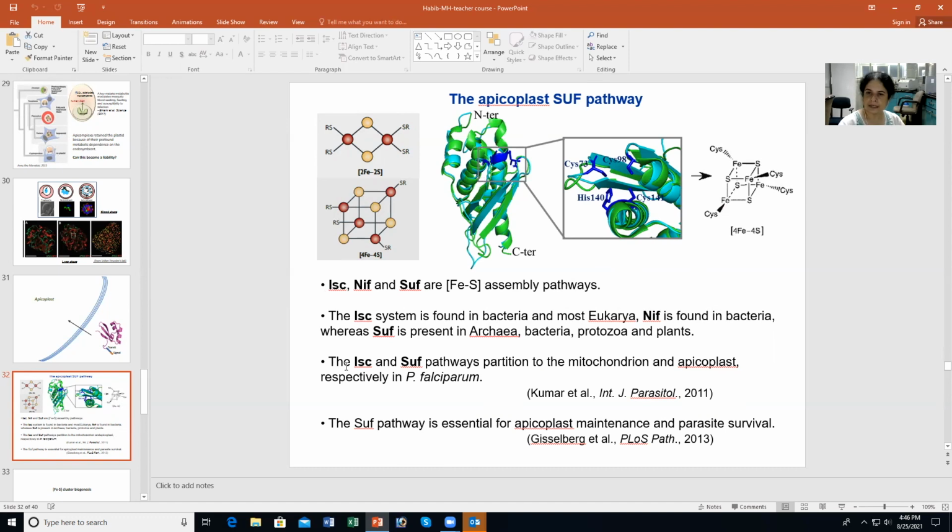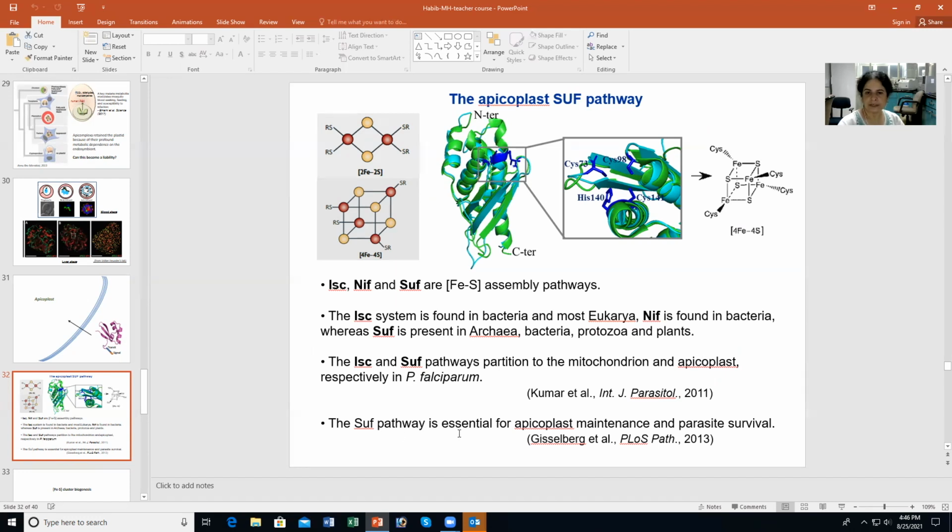Now, in the malaria parasite, my group had worked on this pathway, and we were able to show that the ISC and the SUF sub-pathways, so there are two parts. All of the proteins of these two pathways, ISC and SUF, are encoded by the nuclear genome, except for SufB, which is encoded by the apicoplast. The SUF pathway partitions to the apicoplast, the ISC pathway partitions to the mitochondrion. So you have each of these pathways in the mitochondria and the apicoplast in Plasmodium.